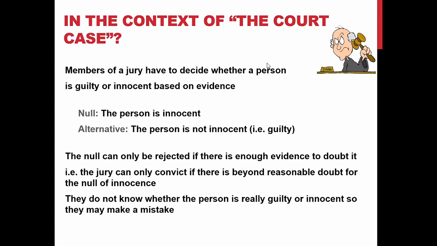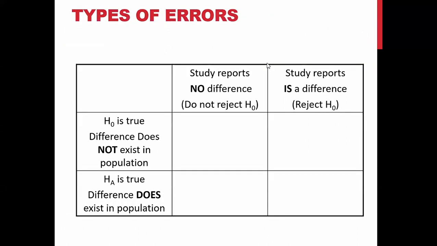They do not know whether the person is really guilty or innocent, so they may make a mistake. It is the same with our testing for significance. We don't know the result yet unless we apply the statistical test. Okay, next slide, please. So there are types of error even in doing this test for statistical significance. There are types of error that we can perform.